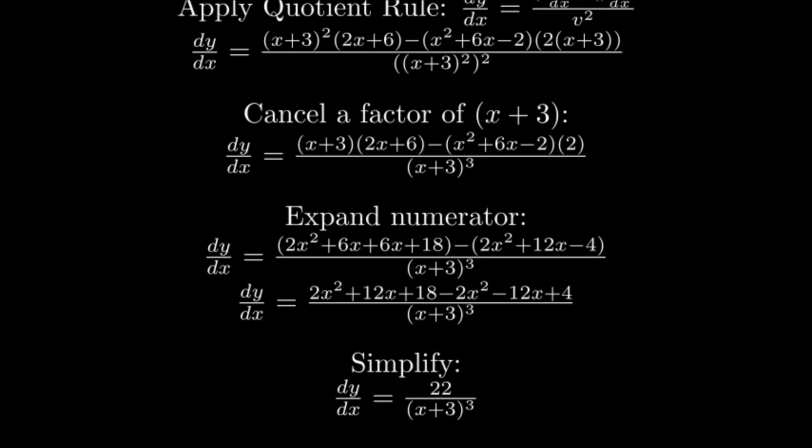Let's recheck the expansion. (x plus 3)(2x plus 6) equals 2x squared plus 12x plus 18. And (2x squared plus 6x)(2) equals 2x squared plus 12x, with the minus 4. So the numerator is 2x squared plus 12x plus 18 minus 2x squared plus 12x minus 4, which equals 22. It seems there might be a typo in the textbook's final answer. Based on our calculation, the numerator should be positive 22. Let's proceed with our result. The derivative is 22 over (x plus 3) cubed.